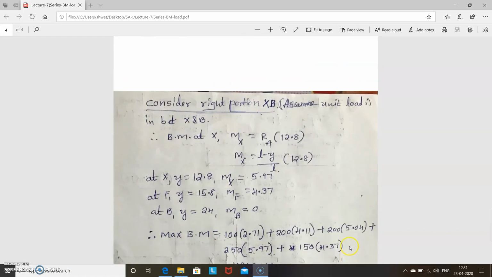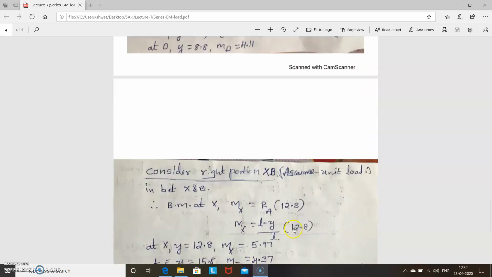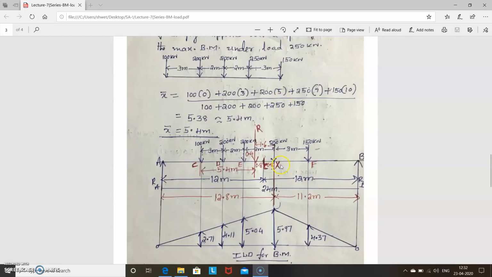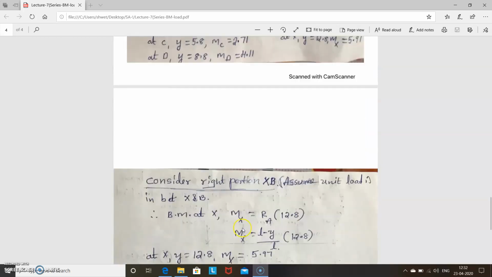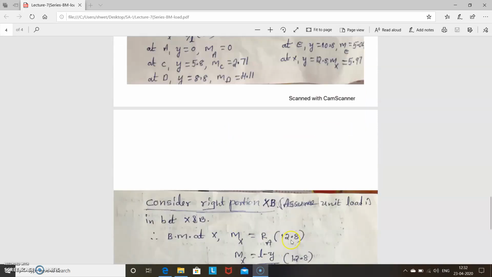Next go to the right portion. Consider right portion XB. Consider this portion XB, means unit load is now in between X and B. So what is bending moment at X? Unit load is this side, so I consider bending moment at this side. What is that? RA into this distance, that is 12.8. What is RA? RA is L minus Y divided by L into 12.8. Then find at different points. First point is at X. At X, Y is equal to this distance, 12.8. So if you substitute in this equation, you get MX is equal to 5.97.